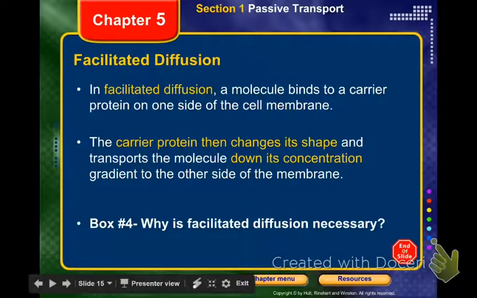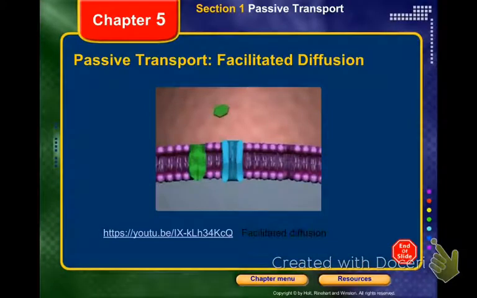So, why is facilitated diffusion necessary? Why do we sometimes have to use a membrane protein? Why doesn't everything just go straight through the membrane? Exactly. Sometimes the molecules are too large, and so it would rip a hole in the membrane if it just went straight through. So we have to use a protein channel to pass through. Good. And so here we have facilitated diffusion.